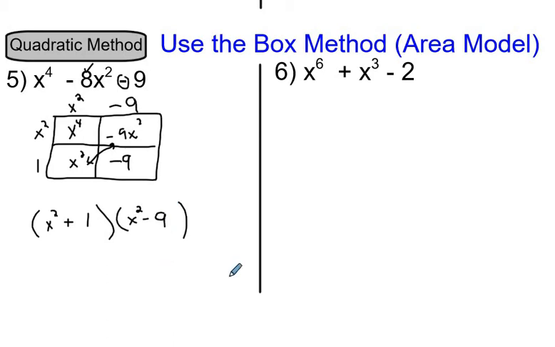And then you say, does anything else factor? Now remember, the sum of squares does not factor, right? So that's x squared plus 1. But the difference of squares does, so this will factor into x plus 3 and x minus 3.